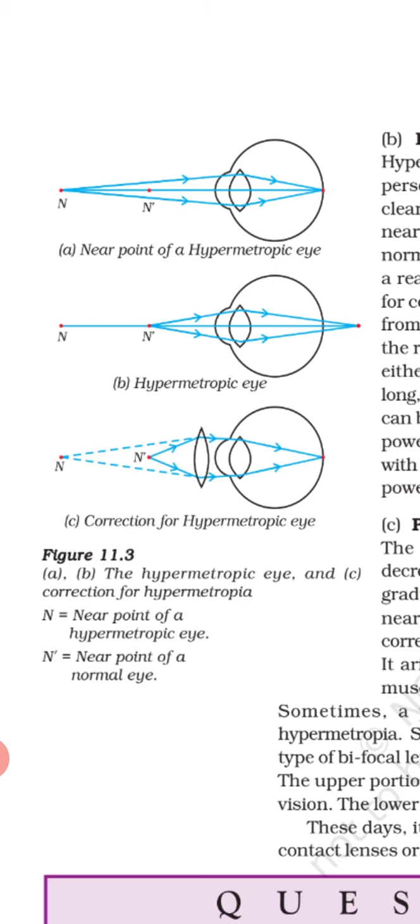First, at point A, the near point of the hypermetropic eye is to be seen. In the B diagram you have to see the image formed. It is behind the retina. Behind the retina means that on the red dot you can see, the image formation will happen above that point. But where should it have been? Exactly on the retina.